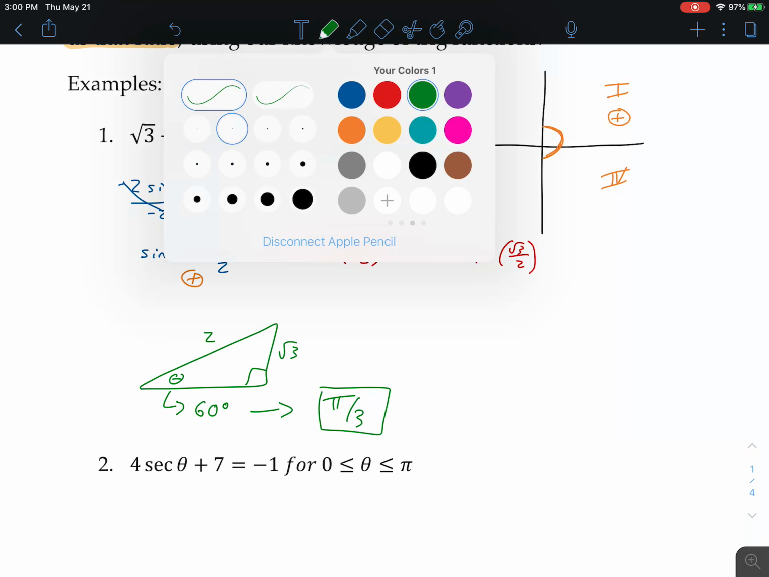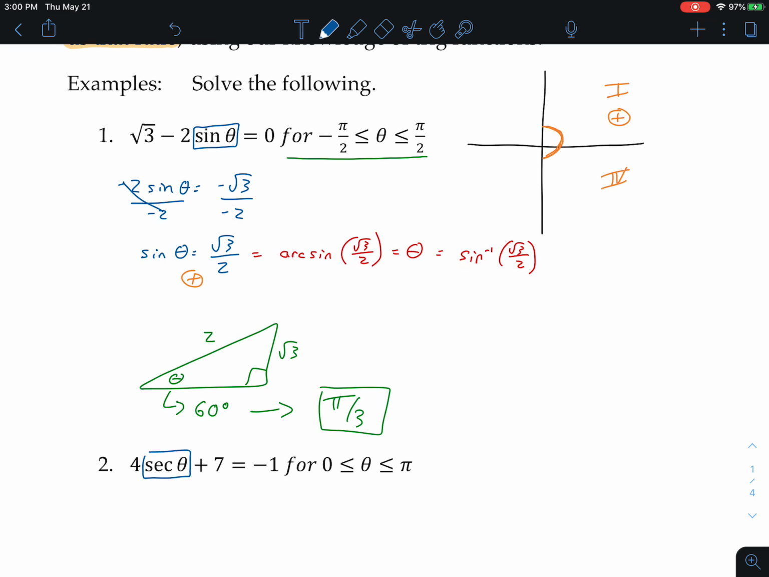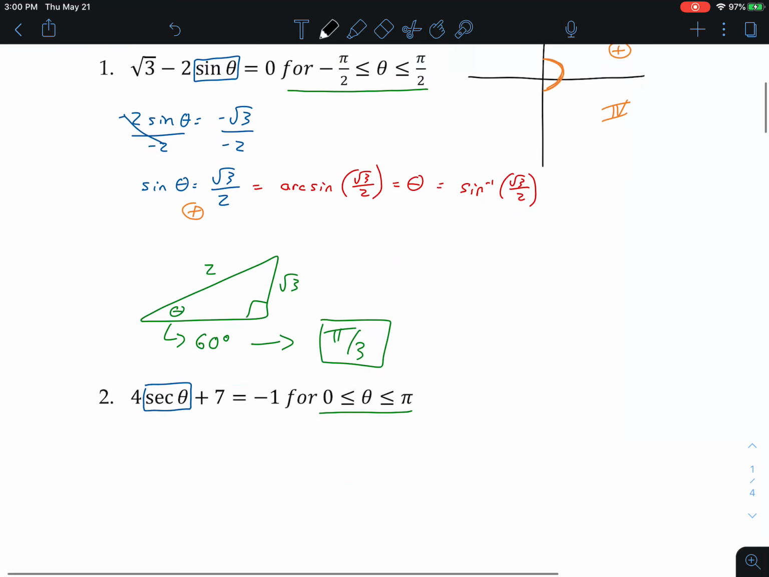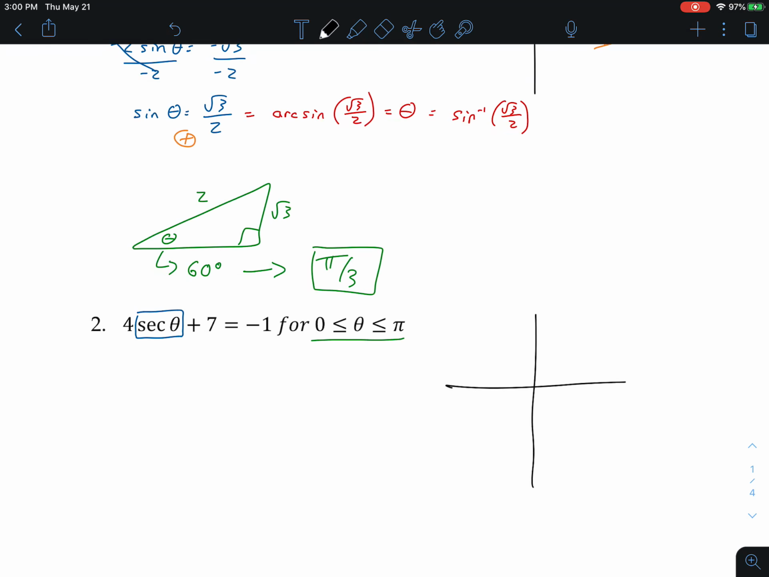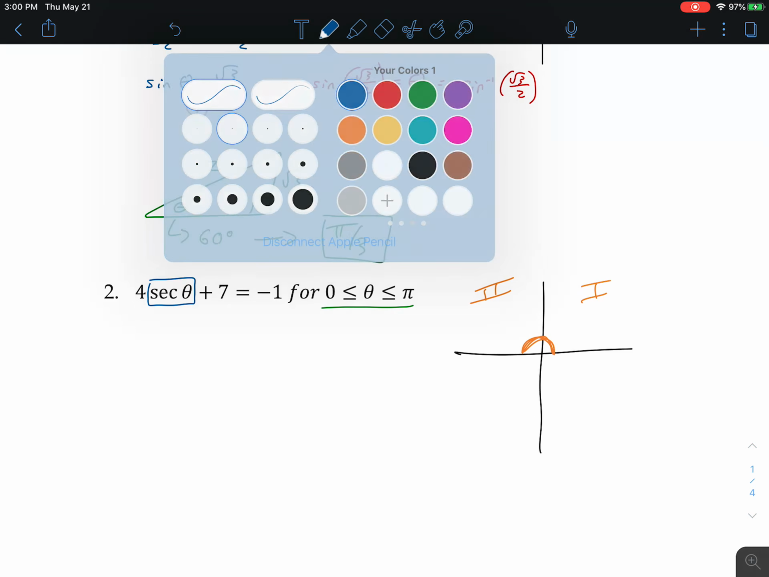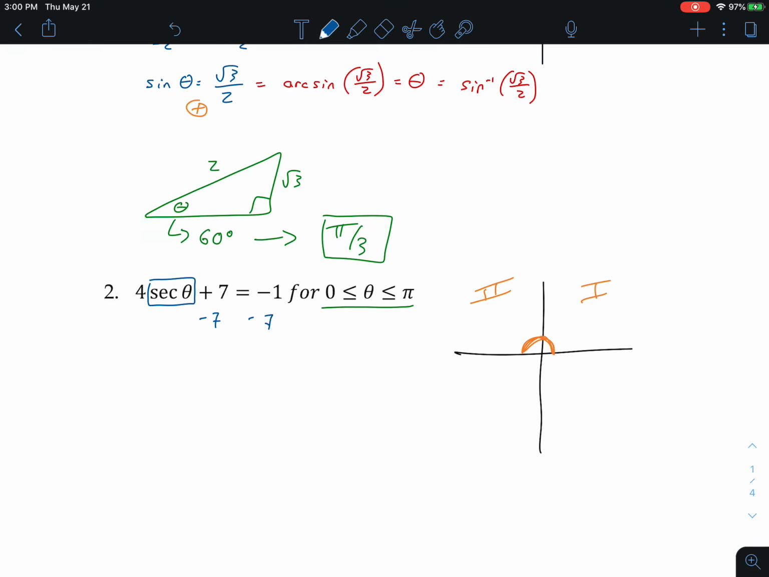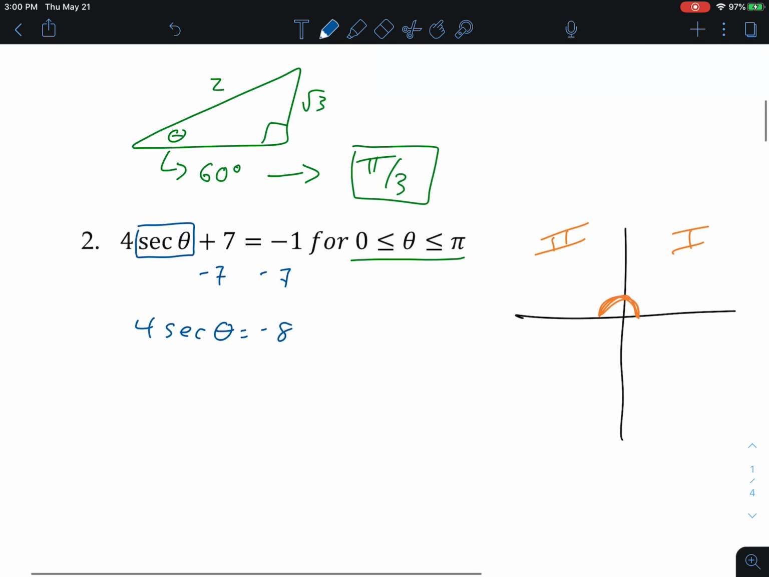The next one we have secant. Again, this is what I'm trying to get by itself. I'm isolating the secant of theta. First, I take a look at my range I'm looking to be inside, and it's 0 to pi. So now I'm either in quadrant 1 or in quadrant 2, somewhere in here. I want to isolate the secant, so I subtract 7 from both sides, get rid of the adding or subtracting thing, so I have a negative 8. I have a 4 in front, so I want to divide both sides by 4, and I get secant of theta is equal to negative 2.